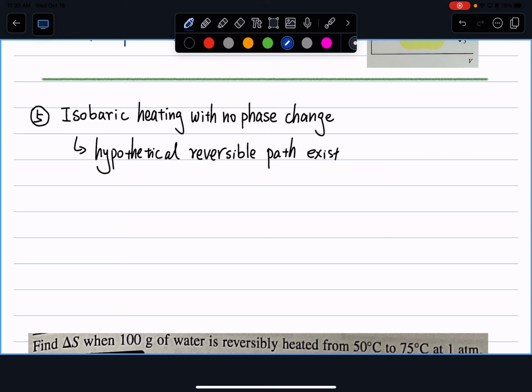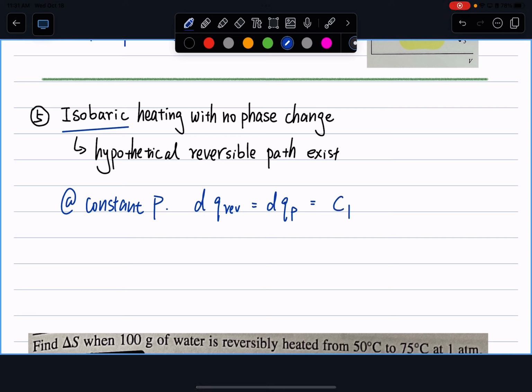So what we know, it's isobaric, so at constant P, dq reversible now equals dqp. And at constant P, naturally we can use Cp dT. So our delta S gives you the integral from 1 to 2 of dq reversible over T, which is the integral from 1 to 2 of Cp dT over T, Cp over T dT.